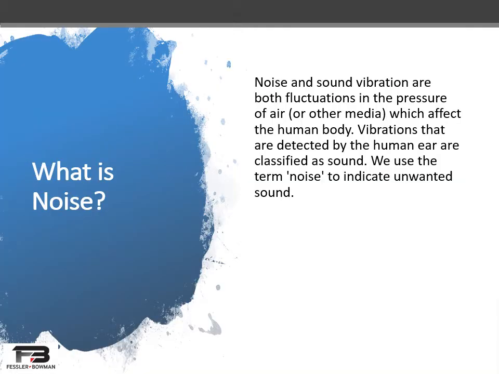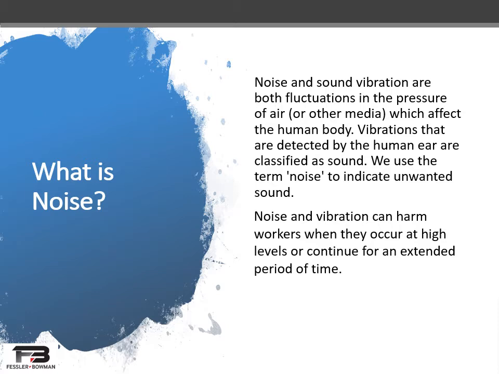What is noise? Sounds are vibrations or fluctuations in the pressure of air or other media which affect the human body. These fluctuations, when detected by the human ear, are translated to our brains as sound. We use the term noise to indicate unwanted sound. Repeated exposure to noise fluctuations at higher pressure levels or volumes can cause harm to workers over time. The time it takes to cause injury varies according to the pressure levels.